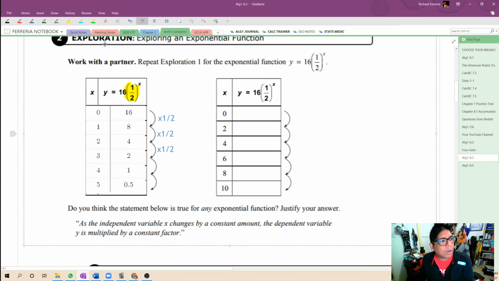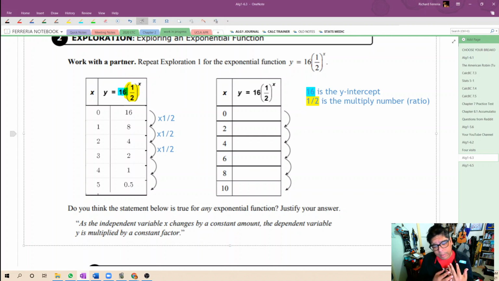So now we know what the two numbers here are going to do for our exponential graph. We know that 16, that first number that's not inside the parentheses, is going to be the y-intercept. And the 1/2 is going to be the multiply number, kind of like the slope, but with multiplication instead of addition. We're going to learn that that's a number called the ratio. So the number outside of the parentheses is the y-intercept. The number inside the parentheses is the ratio.